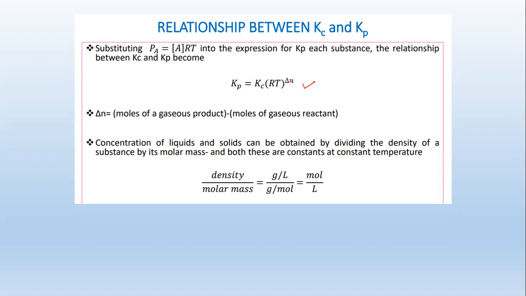So now, how to determine change in n? You're going to say moles of gaseous product minus moles of gaseous reactants, and you plug your value over there, and therefore you'll be able to determine your Kp, or you'll be able to determine your Kc, or whatever unknown that you will be asked to solve on this equation. Okay, so now here we can see the proper relationship between the Kp and the Kc.